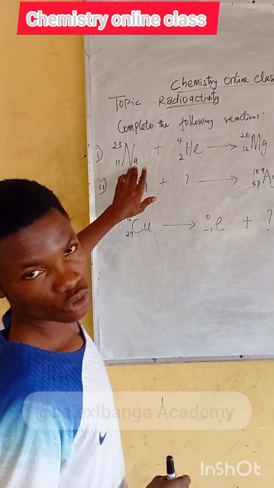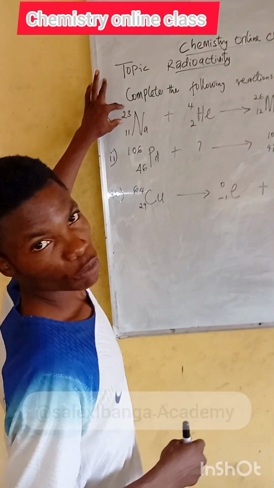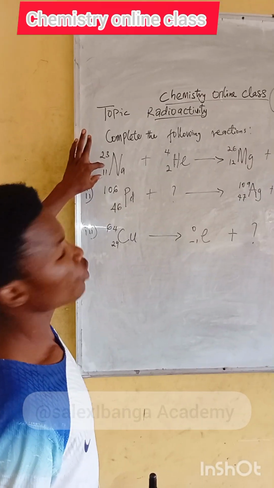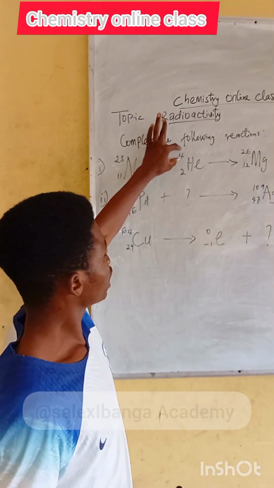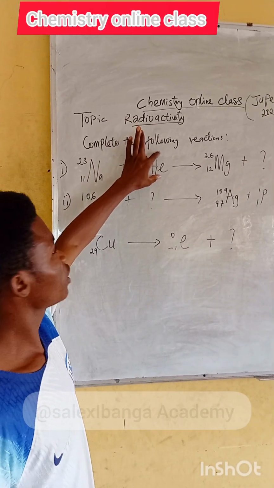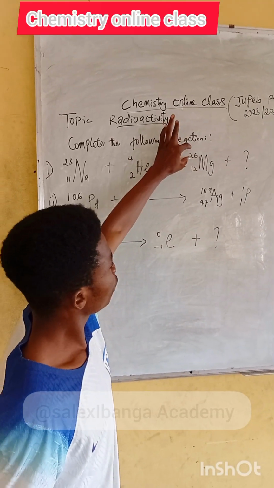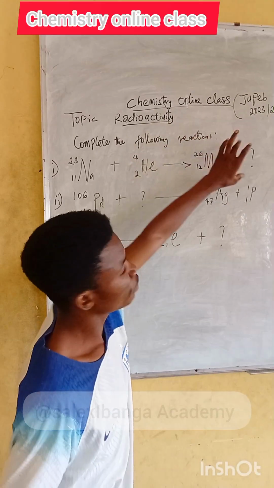This is sodium. The number on top is called the atomic mass. The one down here is called the atomic number. Here is the atomic mass, here is the atomic number. Here is helium. The same thing here: atomic mass, atomic number, magnesium.